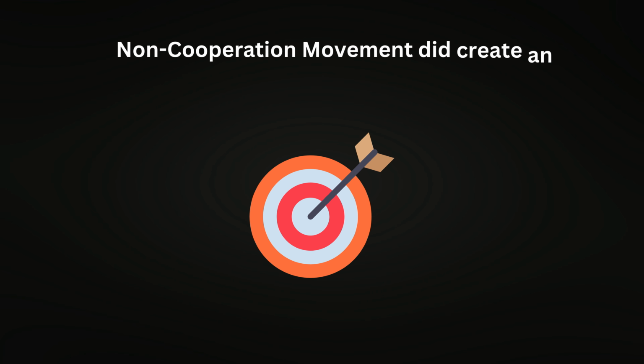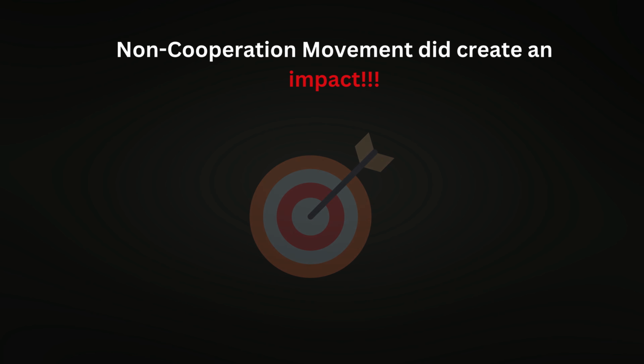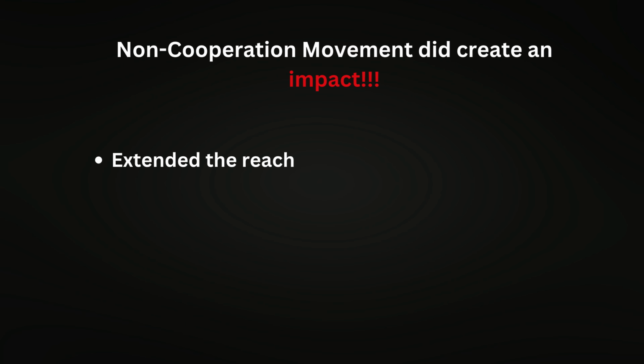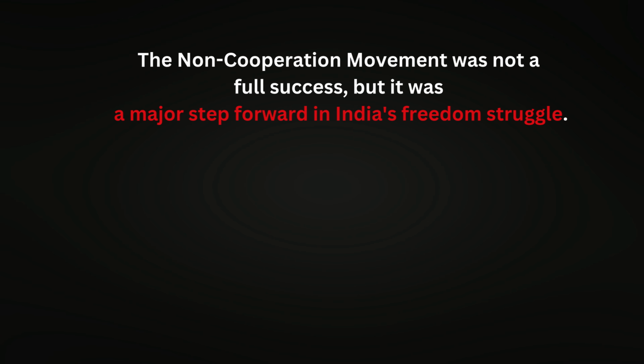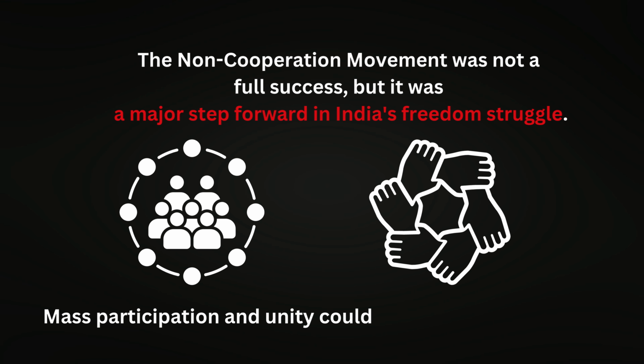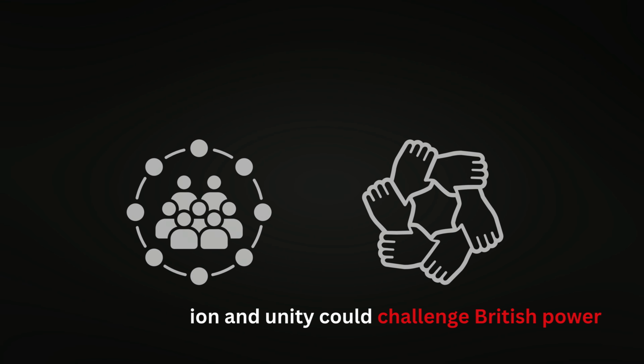However, we can't deny that the non-cooperation movement did create an impact. Under the leadership of Mahatma Gandhi and the Congress, participation by the social groups extended the reach of the movement beyond local or regional struggles and made it a larger national movement. So it did help in mobilizing masses across diverse regions and backgrounds under a common cause. The non-cooperation movement was not a full success, but it was a major step forward in India's freedom struggle. It showed Indians that mass participation and unity could challenge British power.